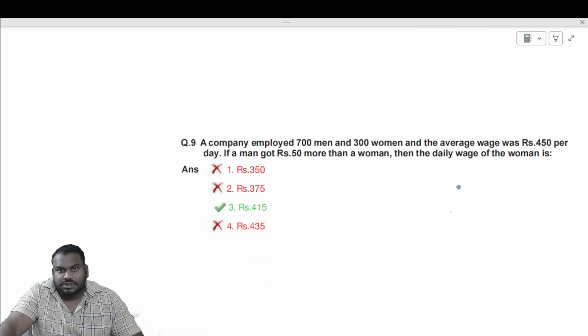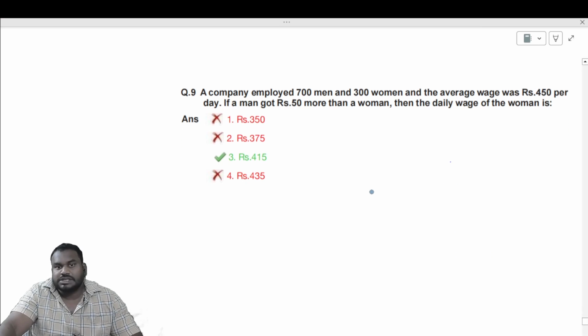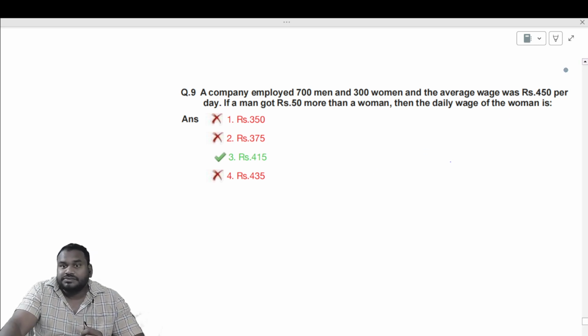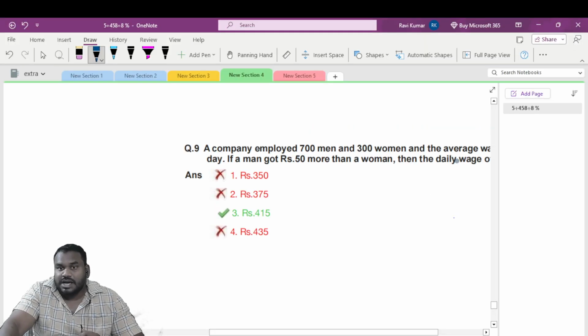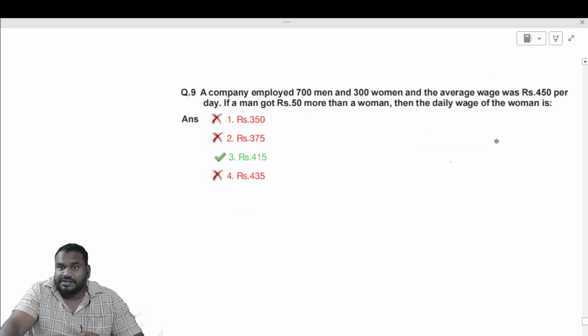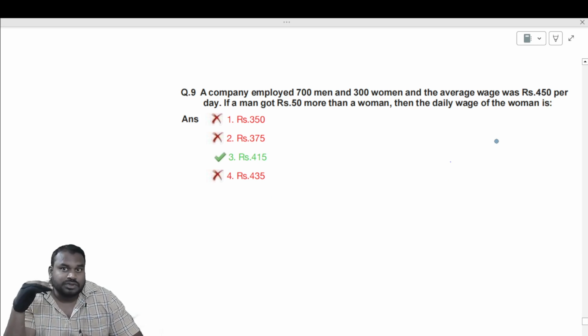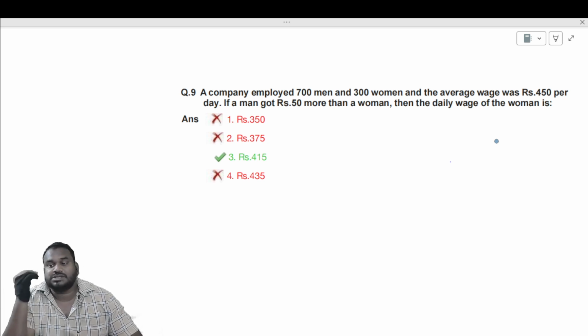See, in this question, a company employed 700 men and 300 women. There are 1,000 members, including women and men. 700 men are there and 300 women are there. And the average wage was rupees 450 per day. Average wage is given as 450. Average means what? If you add all the wages of all the persons and divide by 1,000, you're going to get 450. That's what it means.